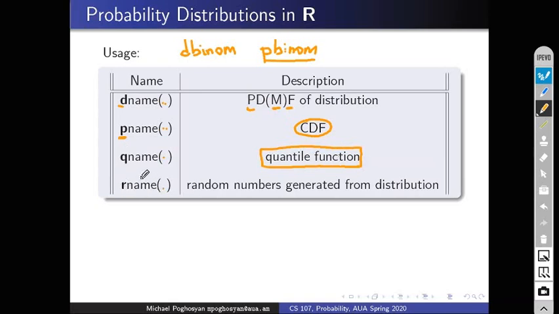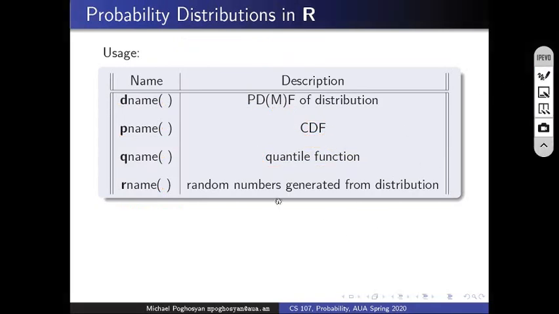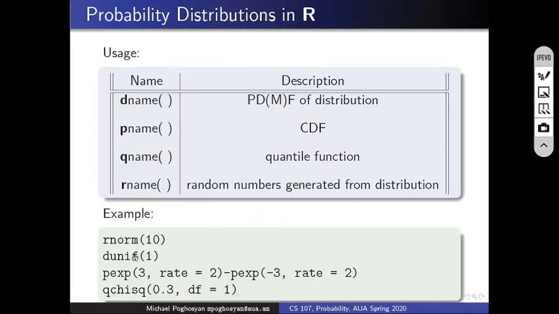And r and the name of the distribution, say r binom, is generating random numbers from the binomial distribution. r with the name is generating random numbers from that distribution with that name. Let me give some examples. I have here some examples, and later we will run them in R and see the results, not now.